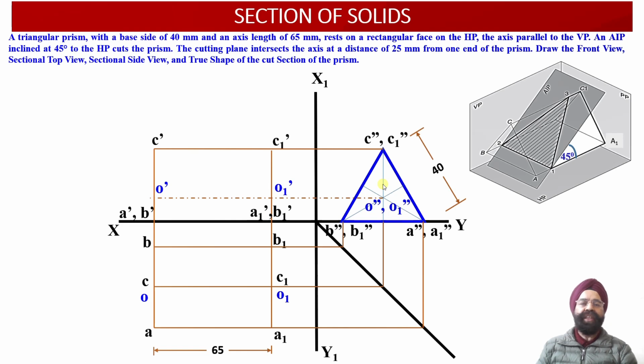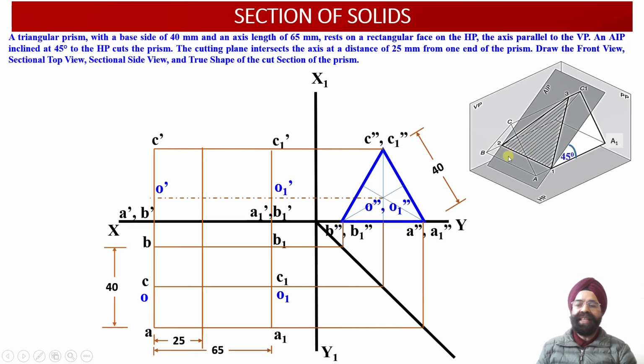Now we have been provided with the information that there is a cutting plane, that is an auxiliary inclined plane, which is inclined with respect to the horizontal plane at an angle of 45 degree. This auxiliary inclined plane is going to pass through this axis. Now where does this axis lie in the front view? O dash point lies here, O1 dash point lies here. Now we have measured this distance of 25 millimeter from the face ABC. So from the face ABC alongside this axis, the axis is going to lie here.